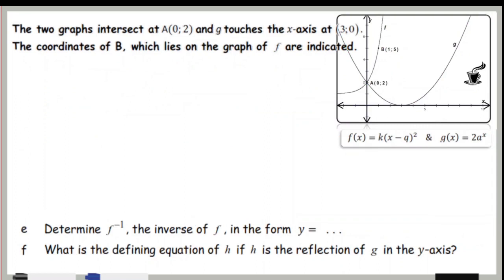For number E, then, the color's bothering me. I need something a bit better. How about orange? I think orange is better.